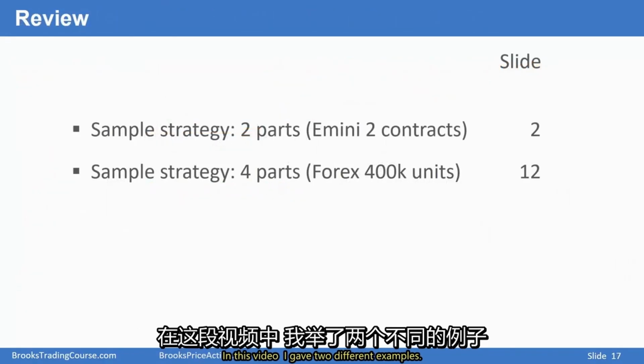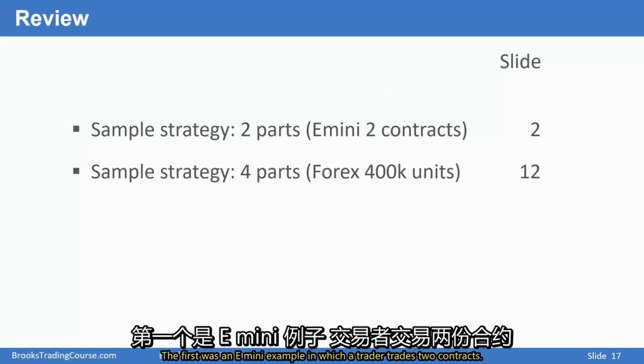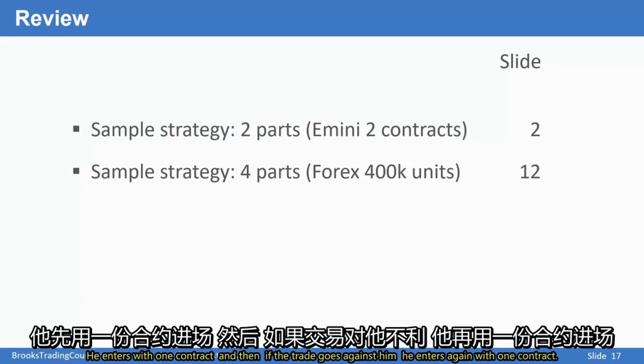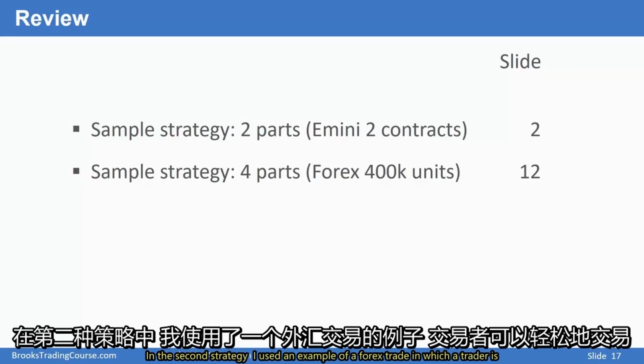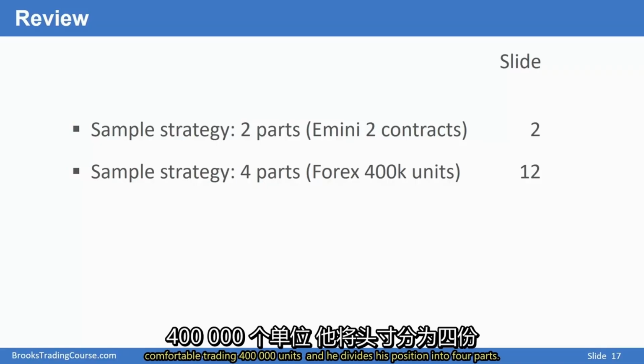In this video, I gave 2 different examples. The first was an E-mini example in which a trader trades 2 contracts. He enters with 1 contract, and then if the trade goes against him, he enters again with 1 contract. His total position then is 2 contracts. In the second strategy, I used an example of a Forex trade in which a trader is comfortable trading 400,000 units. And he divides his position into 4 parts.